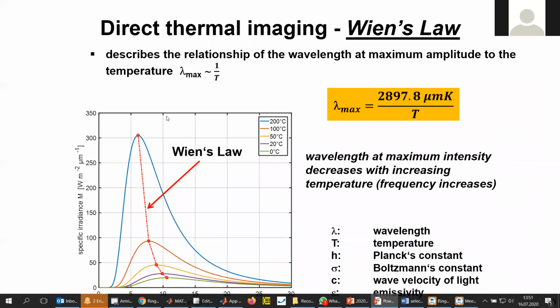Then the next one is Wien's law. It describes the relationship of the wavelength at maximum amplitude to the temperature. If you look at these curves, you see that the maxima are shifted towards a smaller wavelength. It's an inverse behavior that you see here, that the wavelength at maximum intensity decreases with increasing temperature.